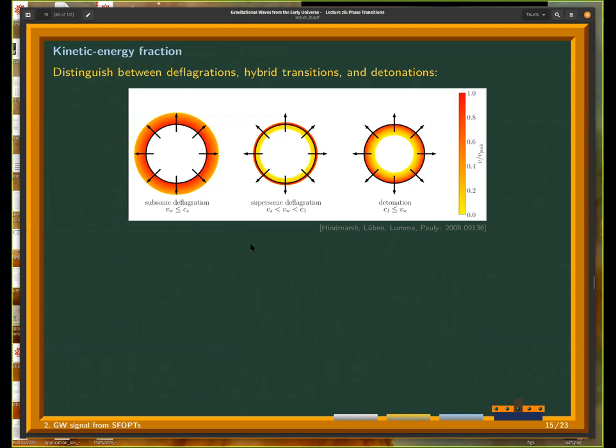So there are different types of such phase transitions in plasma, and these can be characterized by the wall velocity compared to the speed of sound in the plasma. These types of phase transitions are known as deflagrations, hybrid transitions, and detonations. In the case of a deflagration, the plasma will be at rest inside the bubble, and the bubble will basically push forward the plasma around the bubble. So there will be some non-trivial velocity profile in the plasma outside the bubble. In the case of a detonation, it's vice versa. The plasma will be at rest in front of the bubble, but will be in motion and have some non-trivial velocity profile behind the bubble. And in the case of hybrid transitions, both is true. There will be some non-trivial velocity of the plasma in front of the bubble and behind the bubble.